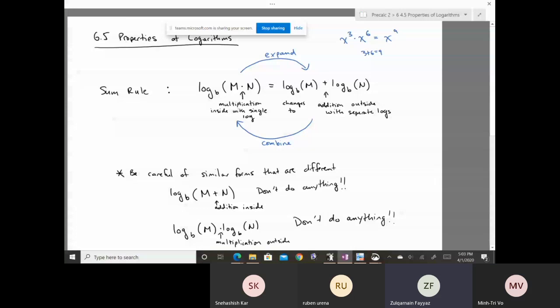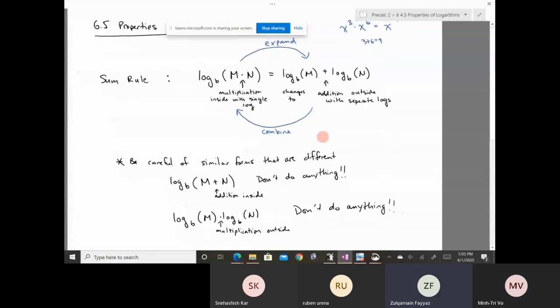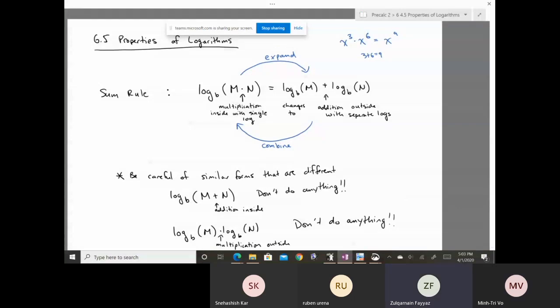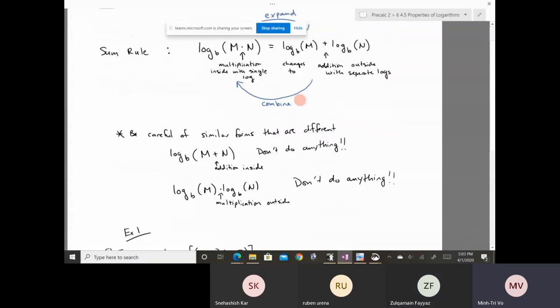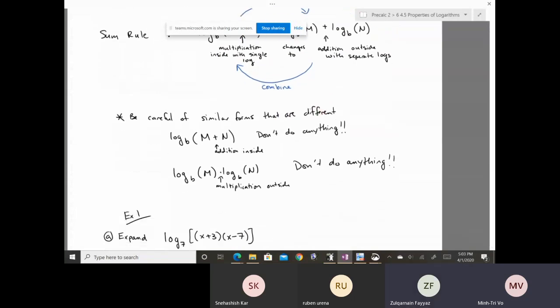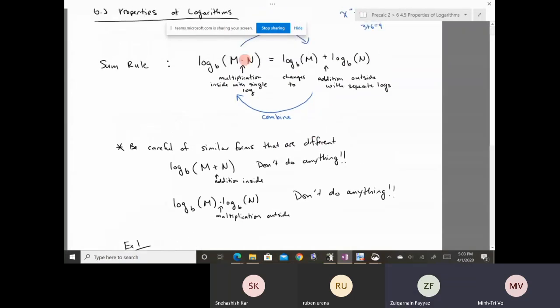So how are we going to write the x cubed times x to the 6th while combining? Well, when you're applying the rule for logs, there are two ways you apply it. Either you're given a single log and asked to expand it into separate logs, or you're given separate logs and you combine them into a single log. But again, you're just paying attention to how you do the operations: the multiplication should be inside, and the addition should be outside.